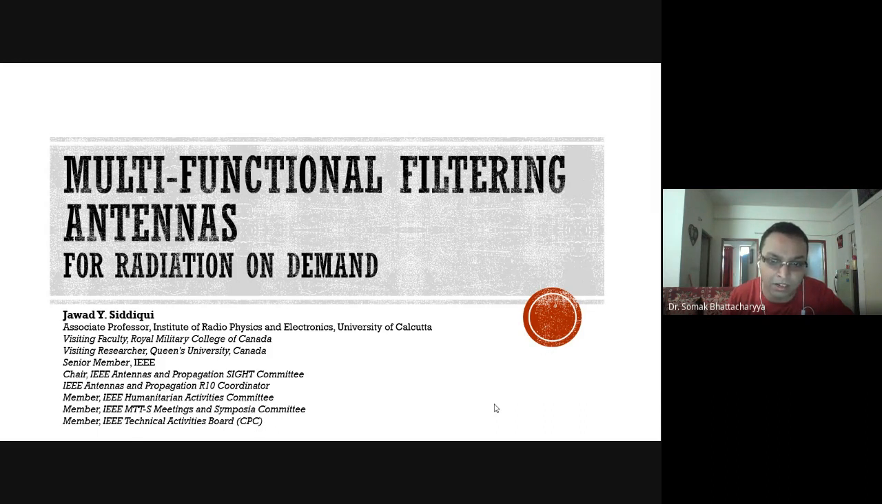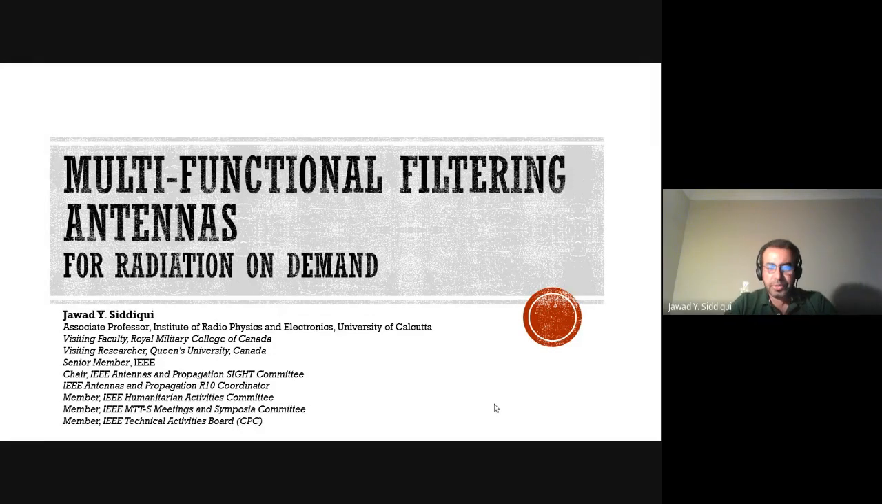He is a senior member of IEEE and served as chair for the APS and MTTS joint chapter in the IEEE Kolkata section, and the SIGHT chapter, IEEE Kolkata section. He is ART10 coordinator of the IEEE Antennas and Propagation Society. He is currently the IEEE APS SIGHT chair and a member of the IEEE Humanitarian Activities Committee. He is also a member of the MTTS Meetings and Symposia Committee and a corresponding member of the IEEE Technical Activities Board. Without any further delay, it's over to you, Jawad sir.